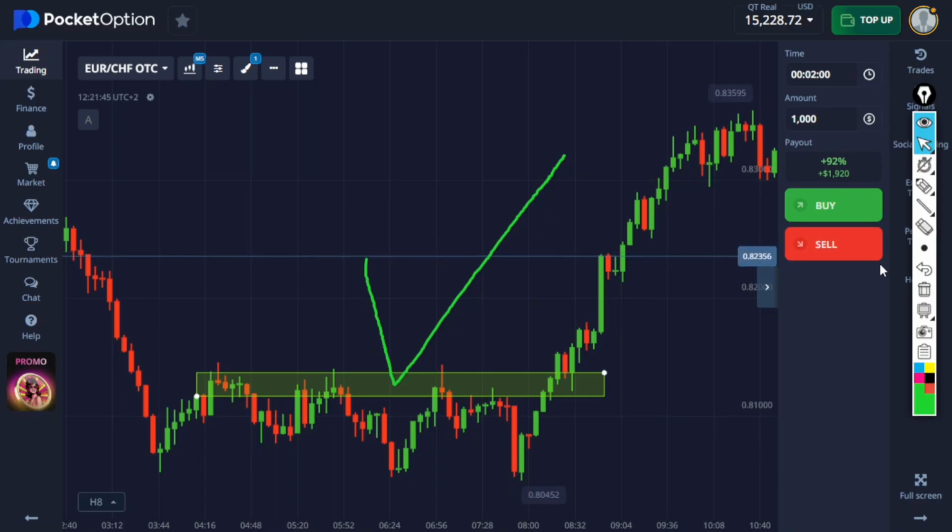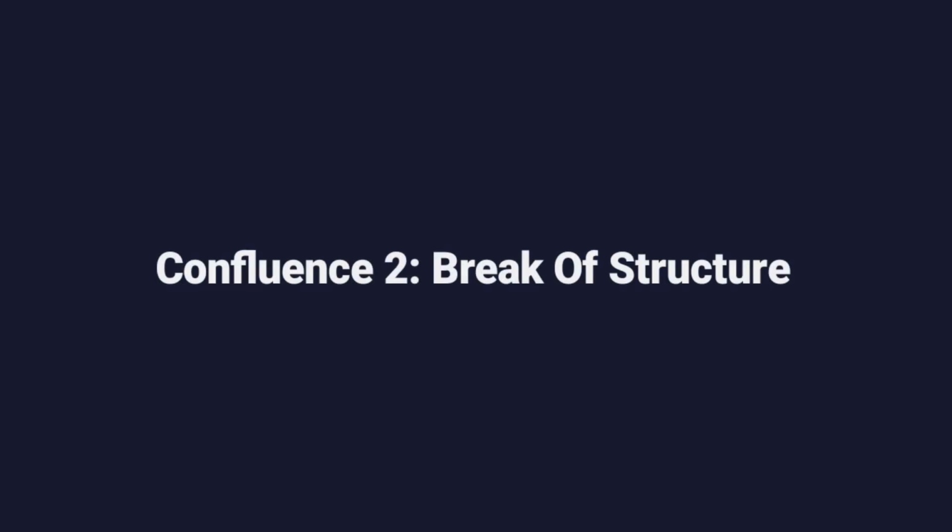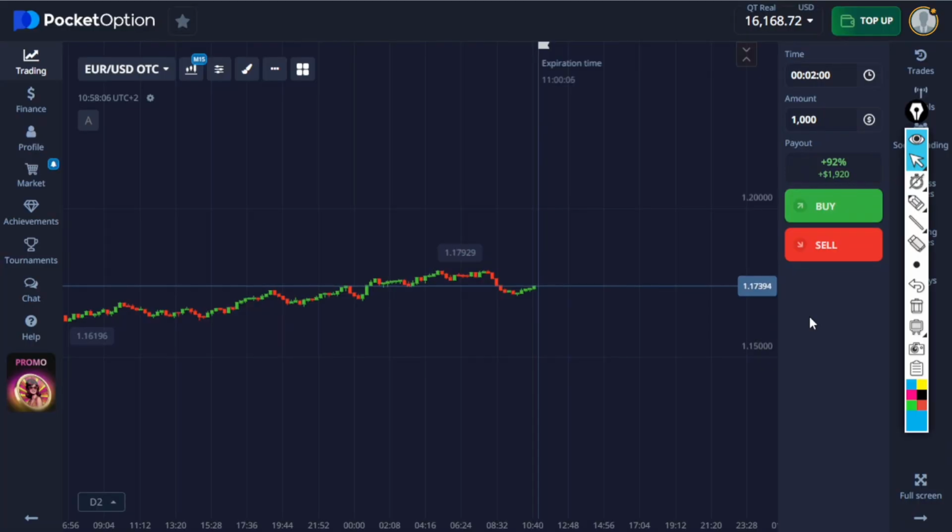Next up, we're going to take a look at the second confluence, which is breaks of structure. Let's get into it. Alrighty, so the next confluence we're going to be taking a look at here is a break of structure. Now, what is a break of structure? To put it in broad terms, a break of structure is when a currency pair moves past a high or a low, signaling that there is a continuation of the trend.